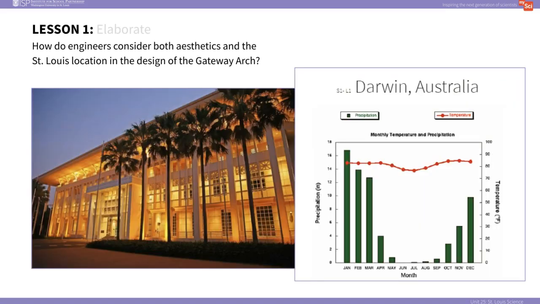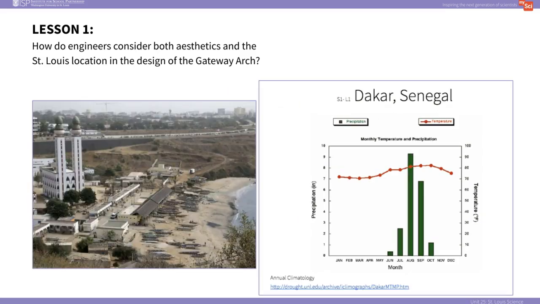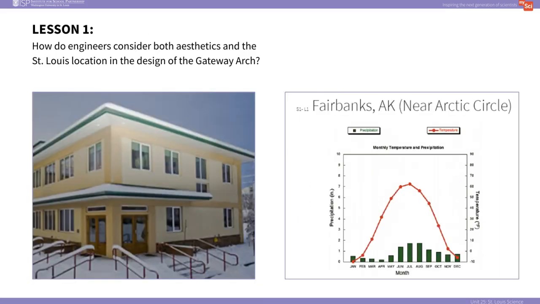In the Elaborate portion of this lesson, students will consider cities that have different weather and climate patterns than St. Louis. They'll look at patterns in Australia, Senegal, and Alaska and discuss the barriers and constraints that engineers would have trying to build structures in those regions and how those constraints are different than those in St. Louis.